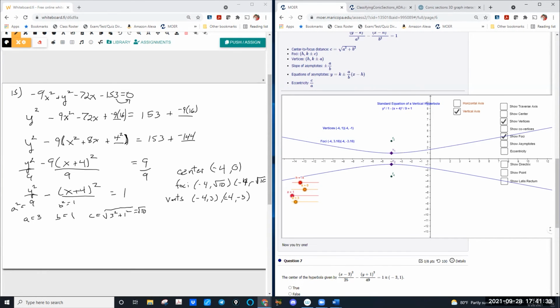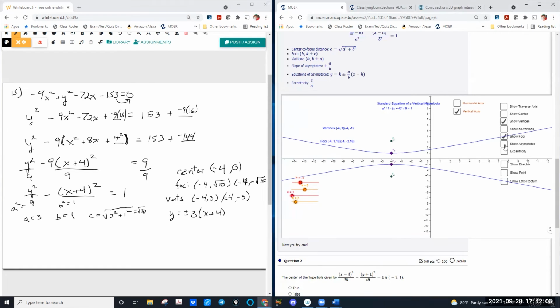We can find the asymptotes. To find the asymptotes right here, y equals k. Now k is 0 for ours because it is sitting on the x-axis. We're going to have 2 of them. We're going to have plus and minus a over b. So 3 over 1 times x minus h. Well, our h was -4, so x plus 4.